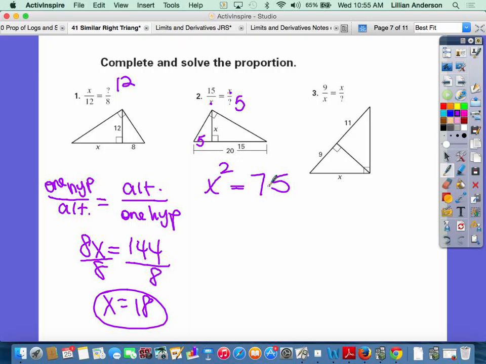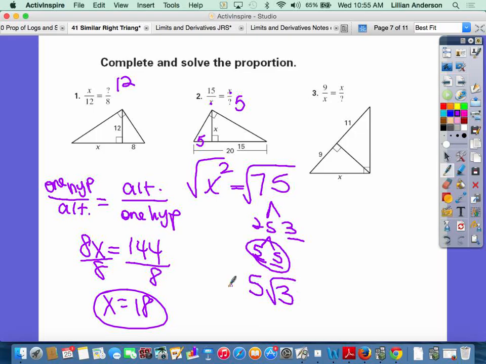So to solve for x, you're going to take the square root of 75, and that will give you a decimal because that's not a perfect square. So let's simplify this. What two numbers multiply to give you 75? 25 and 3. 3 is prime. Break down 25. So I have a pair of 5s and one lone 3. It's going to be 5 root 3. So there's x.